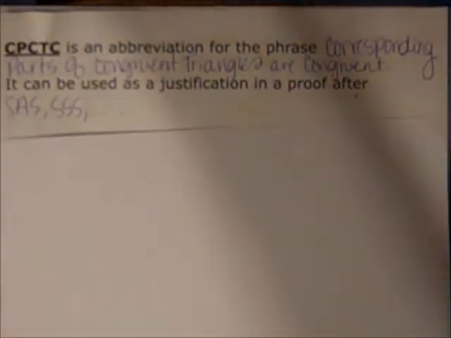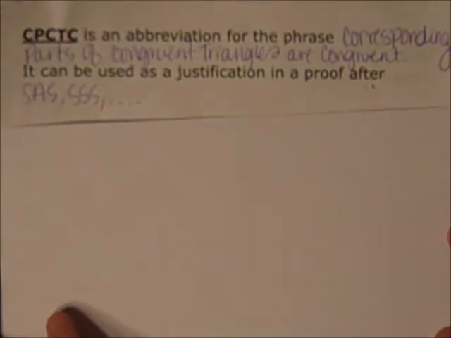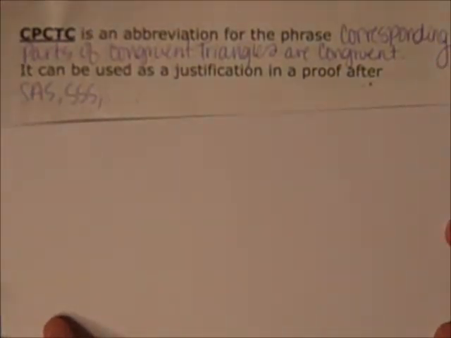Alright, this is your video for 4.6, and this is called CPCTC. Now I know that's not very easy to remember or say, but you'll get used to it. And it stands for corresponding parts of congruent triangles are congruent.